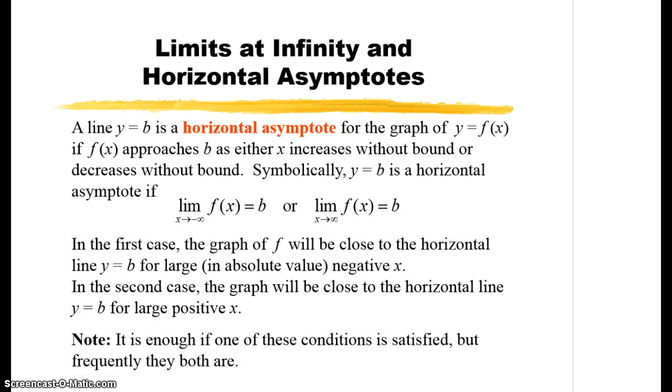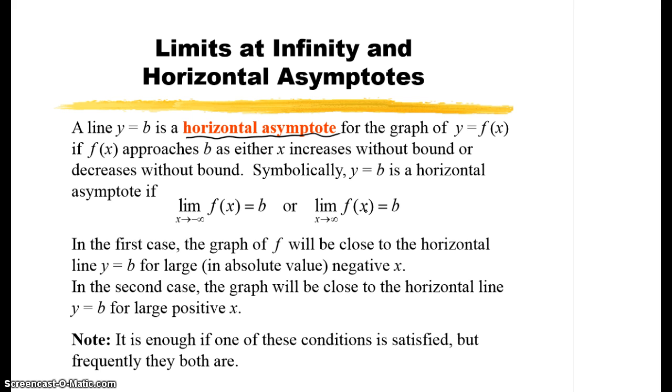Alright, so why don't we talk next about horizontal asymptotes? We've already discussed those in our class. Well, a line y equals b is a horizontal asymptote for the graph of y equals f of x if f of x approaches that value b as either x increases without bound or decreases without bound. Symbolically, we say y equals b is a horizontal asymptote if this limit takes place, or if the limit as x approaches infinity of f of x is b.